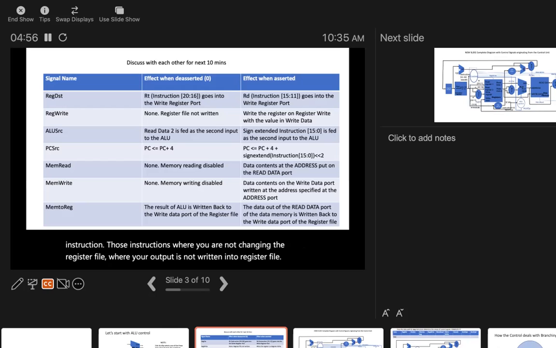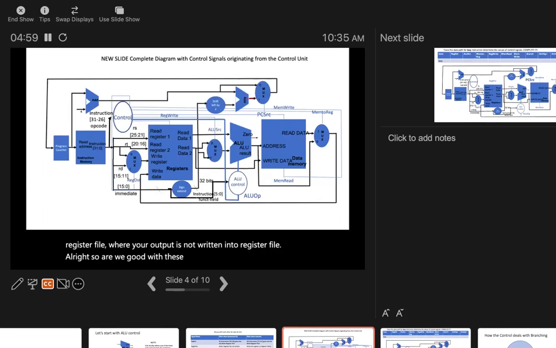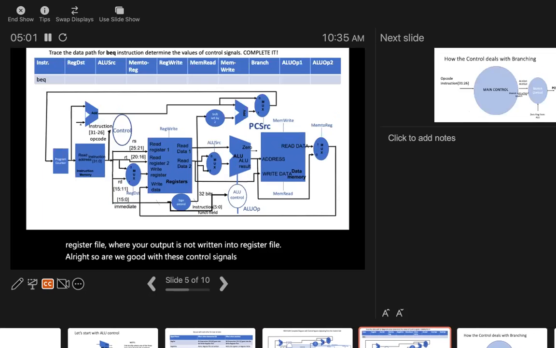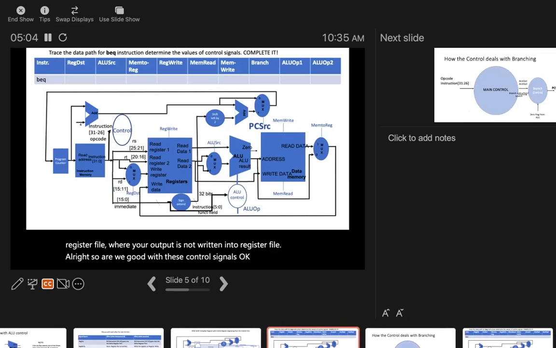All right. So are we good with these control signals? Okay. Now, what I would like for you to do is discuss with your partners, work in groups, and please trace the path for the branch if equal instruction and give me the values for RegDst, ALUSrc, MemtoReg, RegWrite, MemRead, MemWrite, Branch, and ALUOp signals. So we have 8 signals. I'll ask 8 groups randomly to help me out with this. So please make some noise and work with your peers.